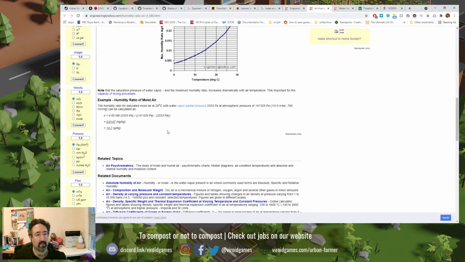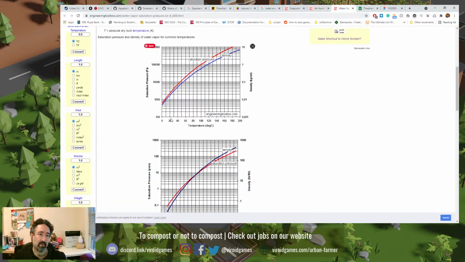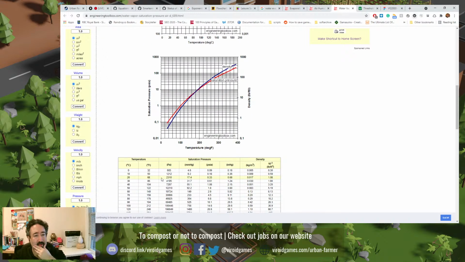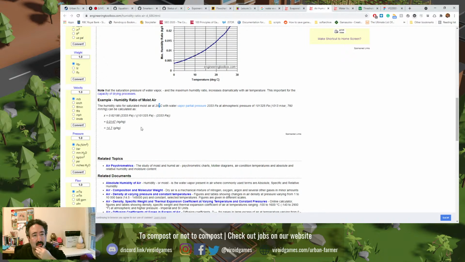So we know that at 20 degrees Celsius, we need to get something over 2000. Here's 20. Scale seems a bit off, but this is the right graph. Because here, oh, this is Fahrenheit anyway. 20, we are getting 310, close enough.